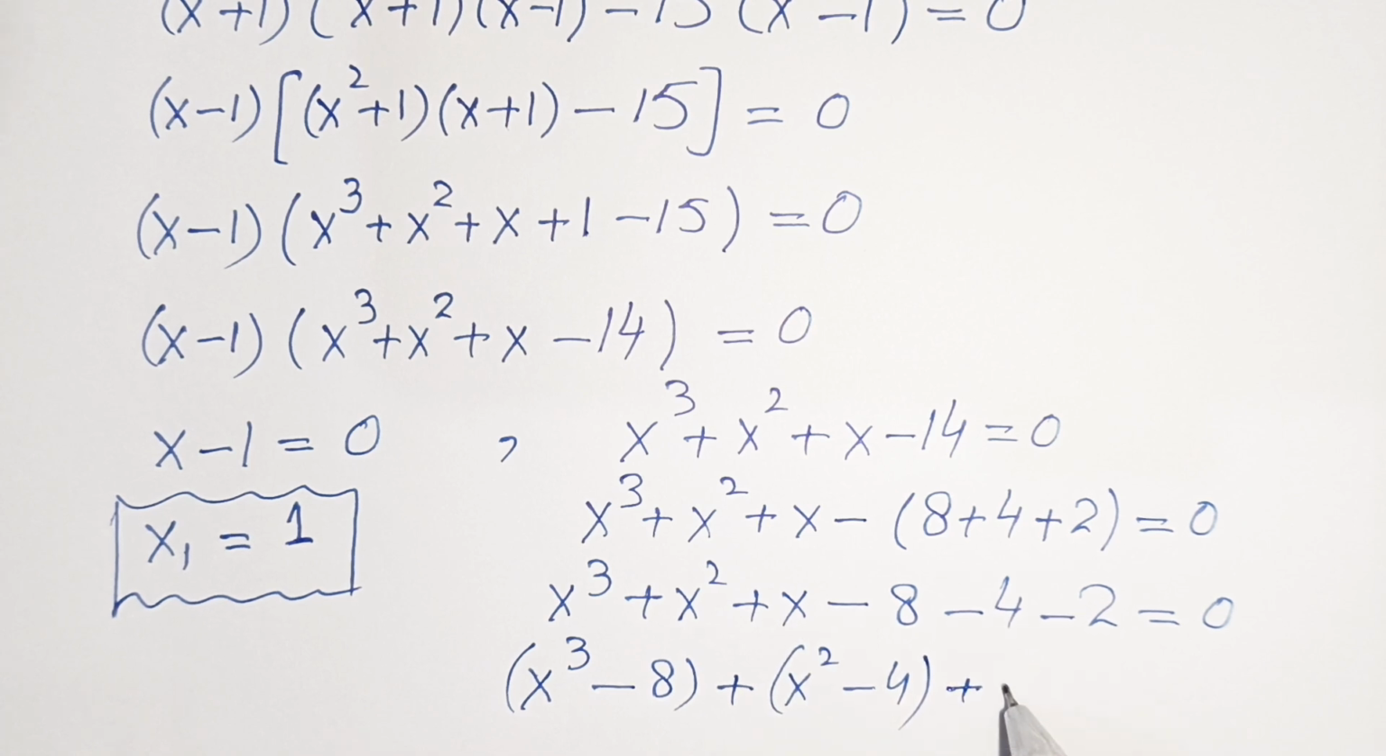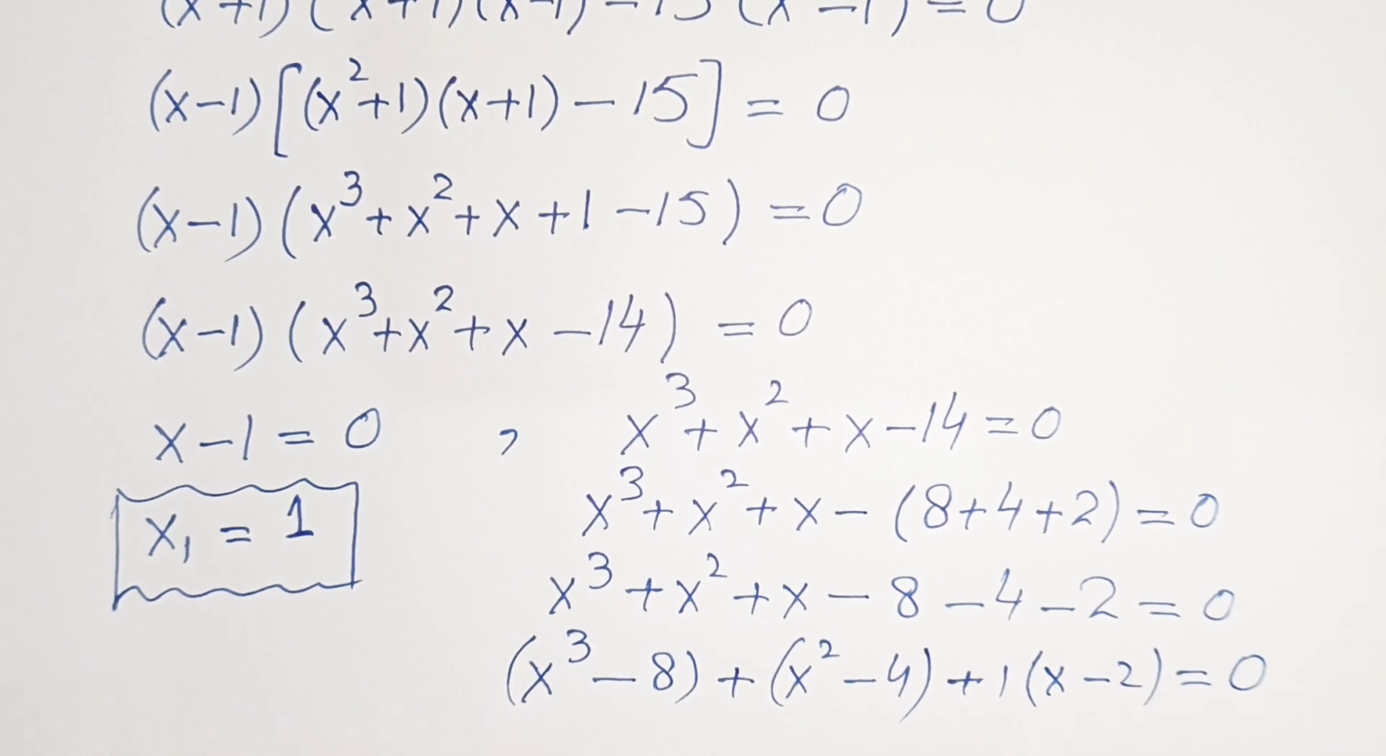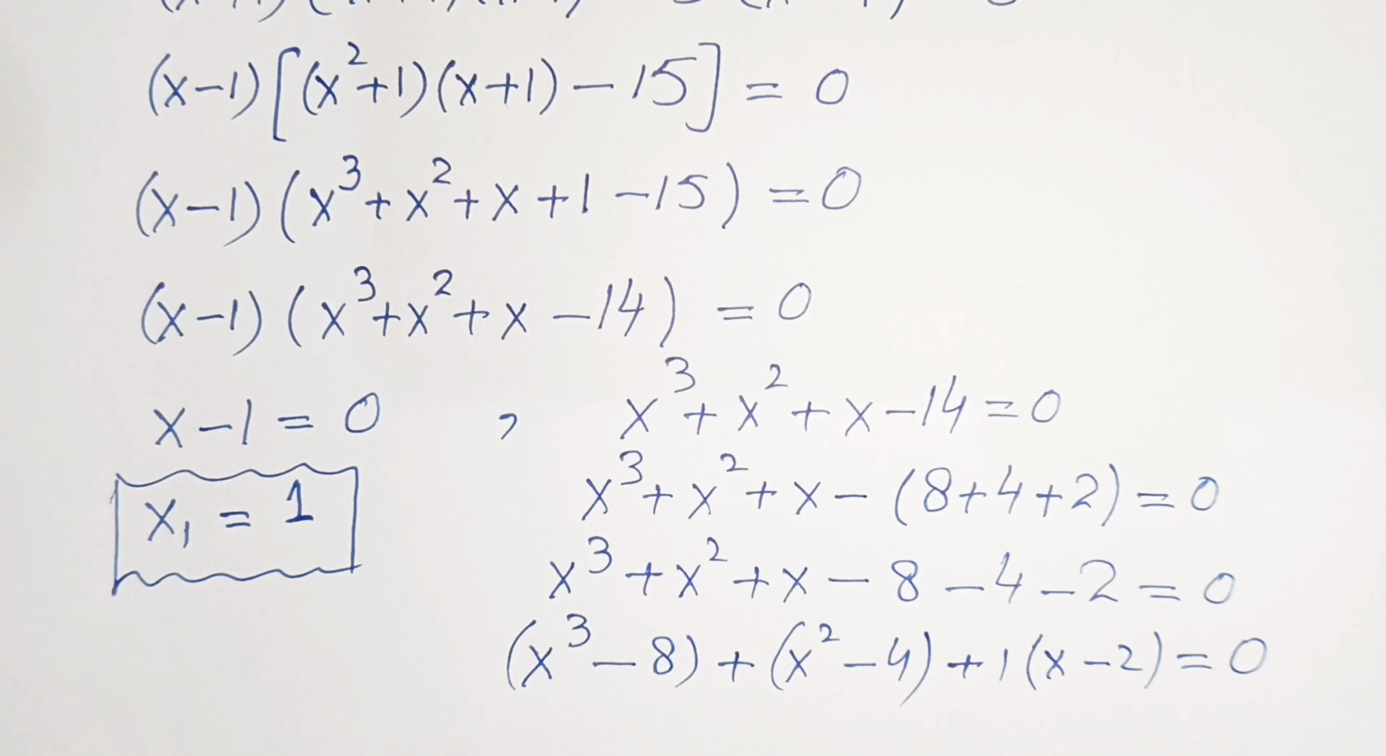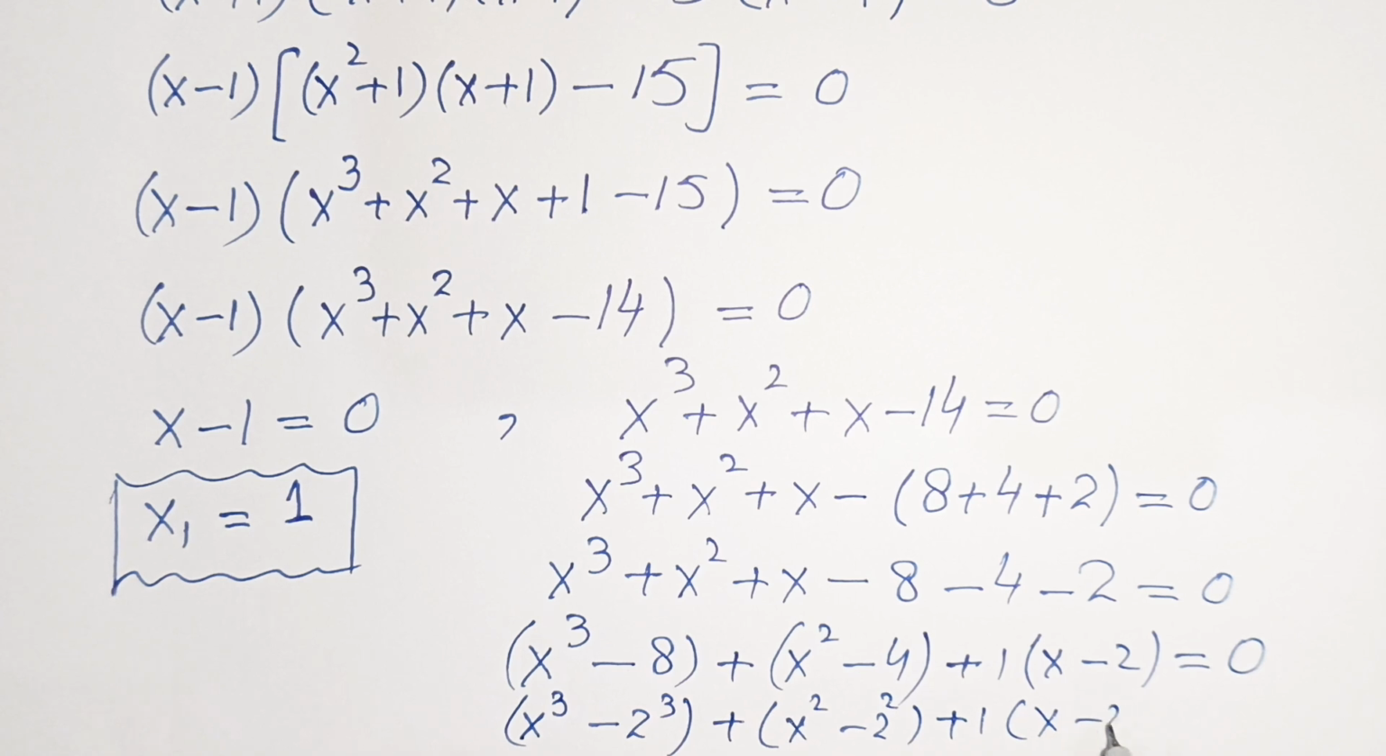So if we write that plus 1 is common, so we have x minus 2 is equal to 0. Now we have three possible groups here. So solving this x cubed minus 8, this x cubed minus 8 can also be written, as we know, as x cubed minus 2 cubed, similarly plus x squared minus 2 squared plus 1 times x minus 2 is equal to 0.